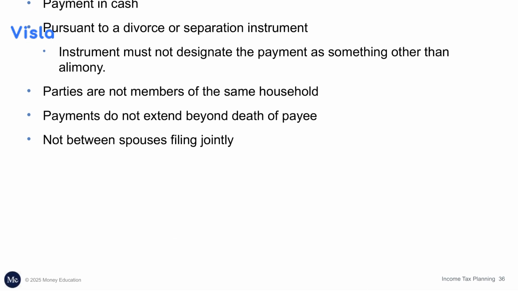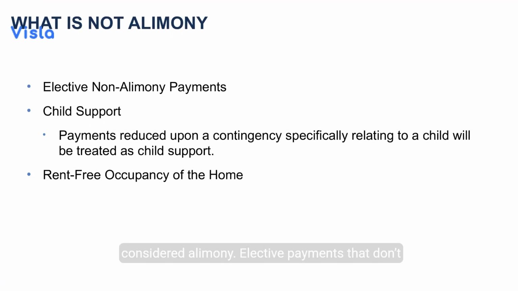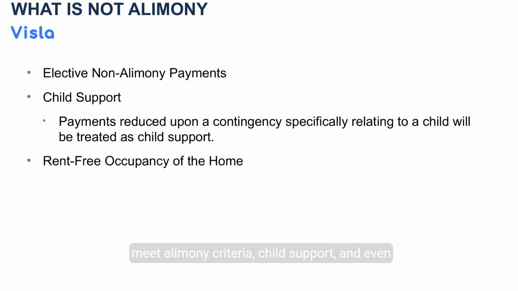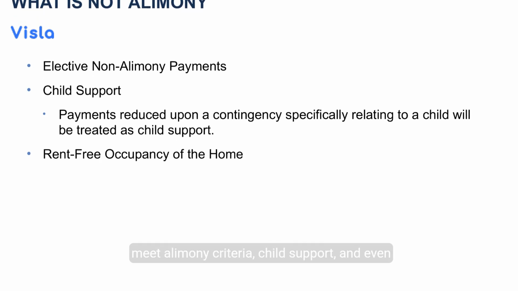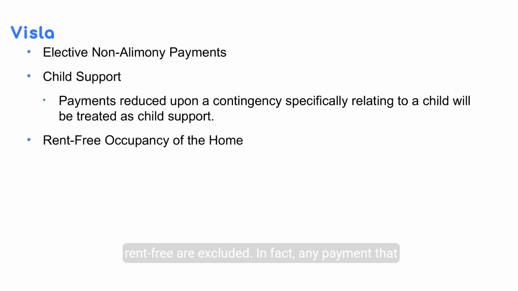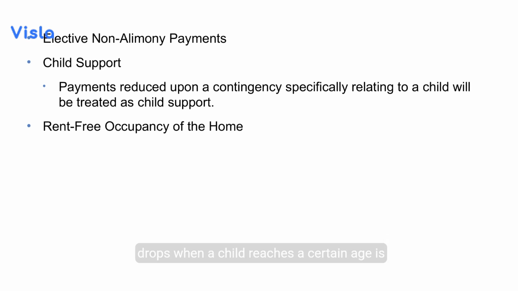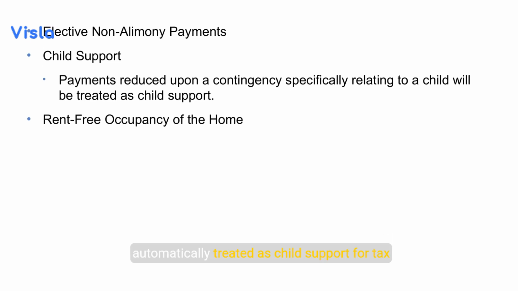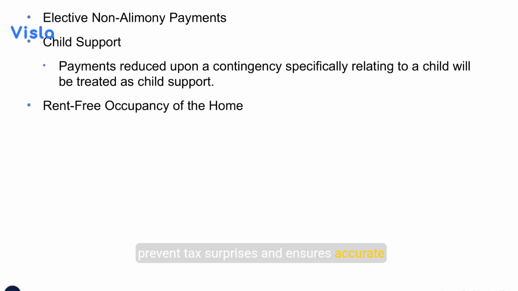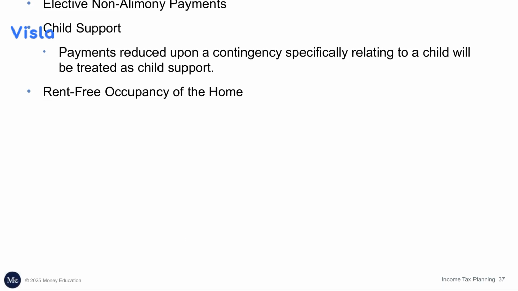Not every payment between ex-spouses is considered alimony. Elective payments that don't meet alimony criteria, child support, and even letting a former spouse live in your home rent-free are excluded. In fact, any payment that drops when a child reaches a certain age is automatically treated as child support for tax purposes. Recognizing what isn't alimony helps prevent tax surprises and ensures accurate reporting of gross income.